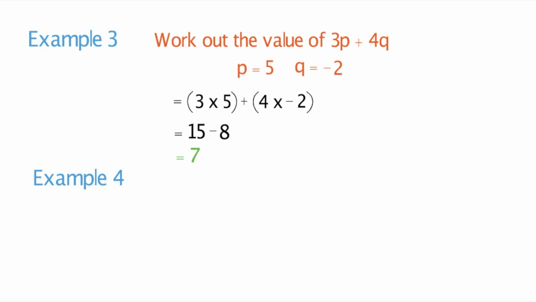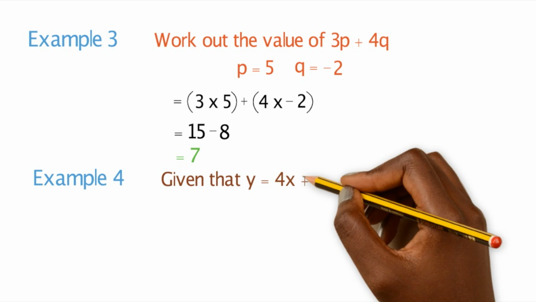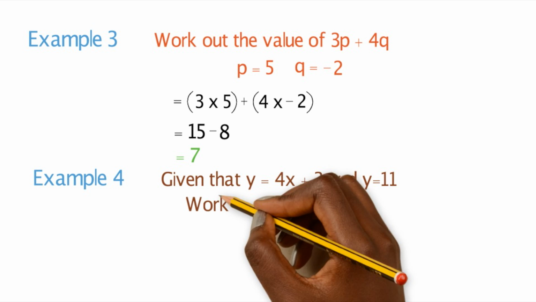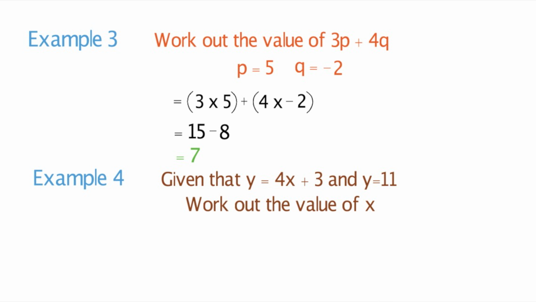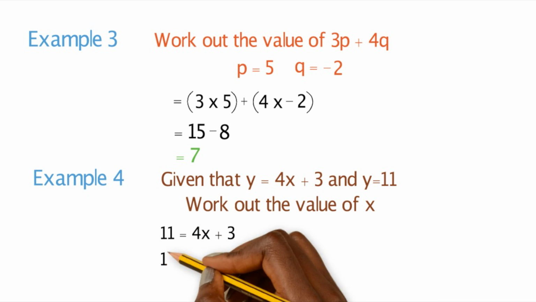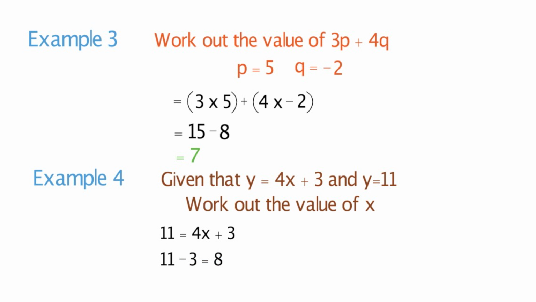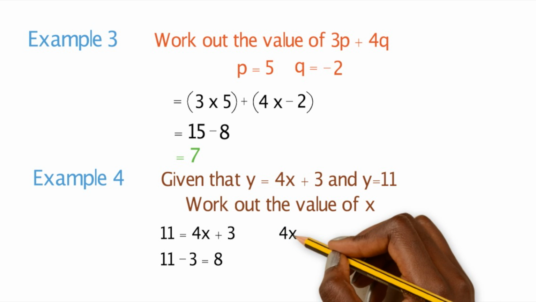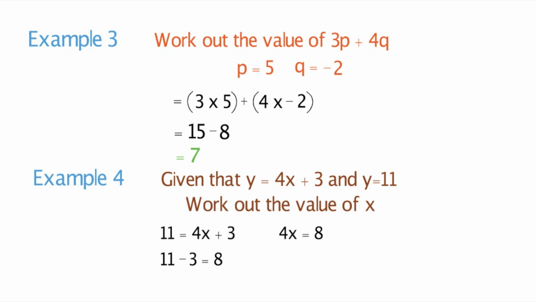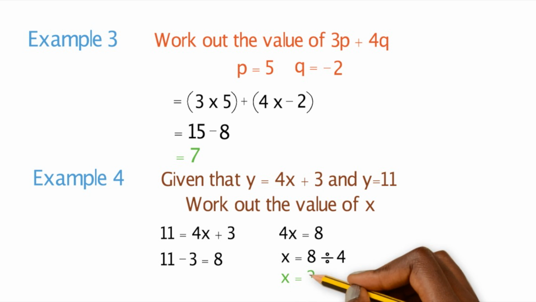Example 4. If it says given that y equals 4x plus 3 and y is 11, and we now need to work out x, we're going to end up working backwards. So first of all, I would substitute y in the equation. Then because we're working backwards, it's going to end up being 11 minus 3, to work out what x is. So that will give you an answer of 8. So we know 4x is equal to 8. Then to work out what x is, I'm going to do 8 divided by 4. And that would leave me with an answer of 2.